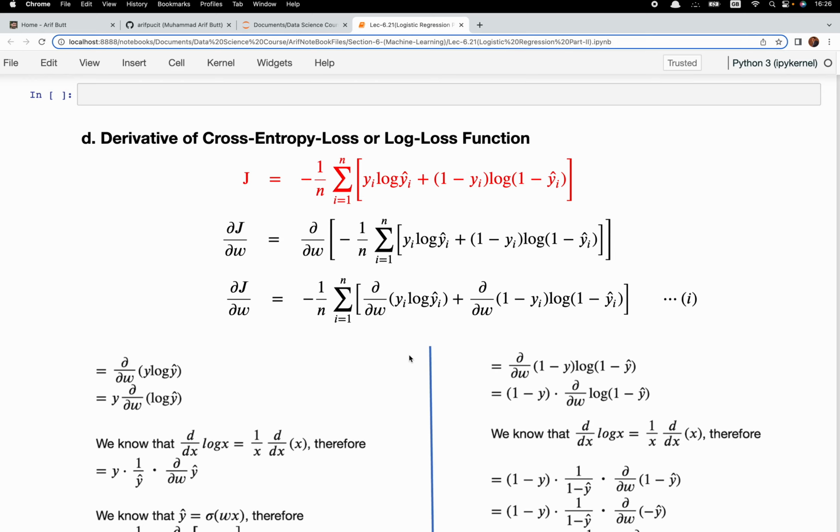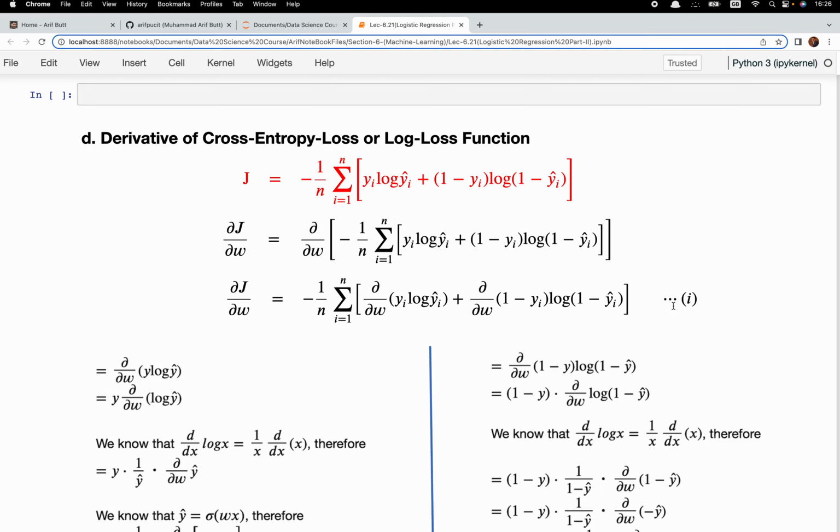My dear students, now I think we are ready to do the derivation of the cross entropy loss or log loss function. I will give you a walkthrough of all the derivation steps, but I strongly recommend once again that you should do it using paper and pencil for complete understanding. Well, this loss function J is shown in red, and we need to differentiate it with respect to the weights w, so we need to do partial derivatives.